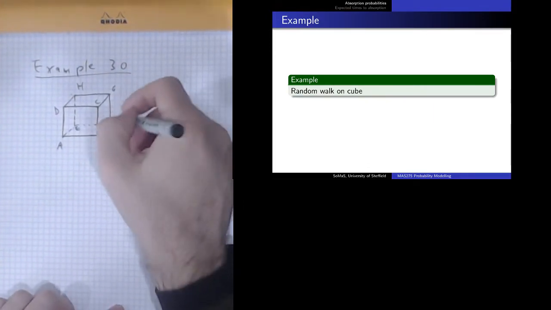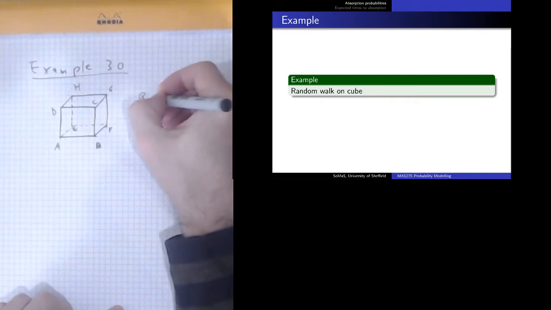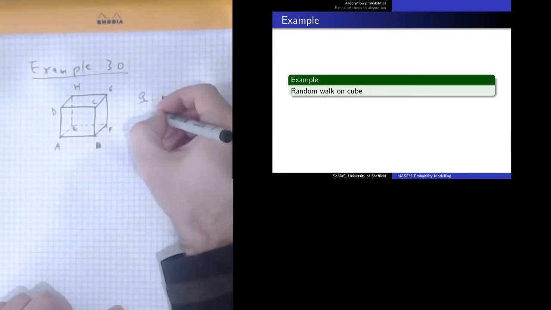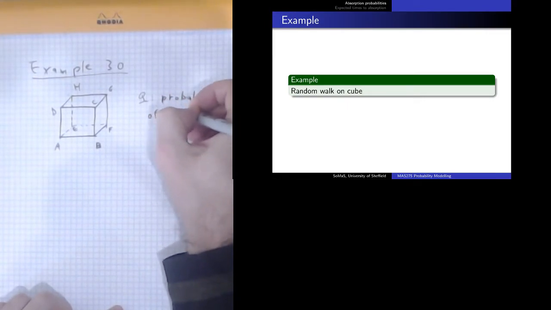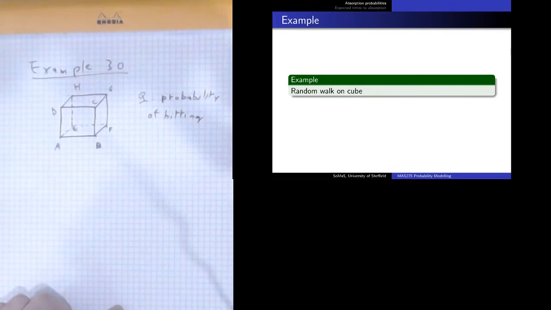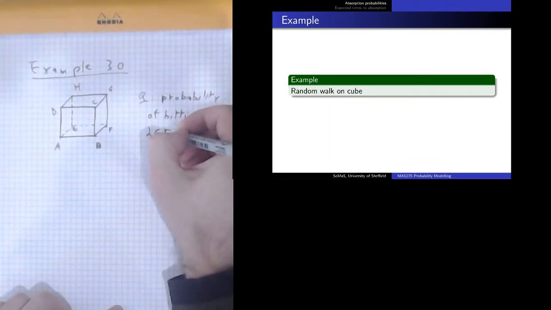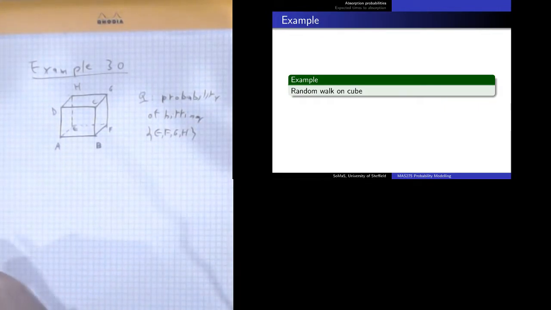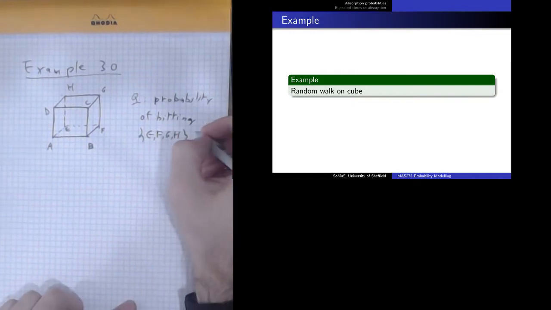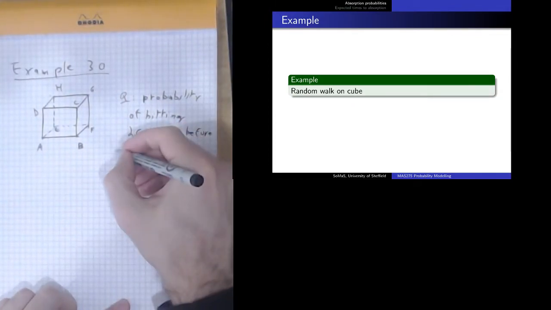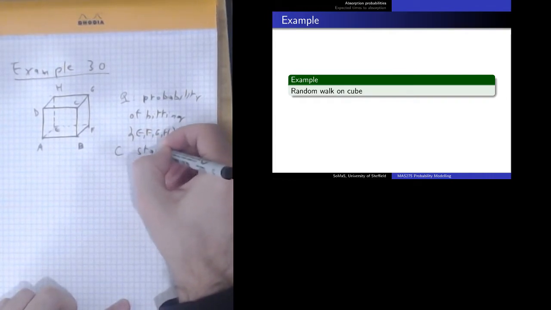And the question is, what is the probability of hitting the backside, E, F, G, H? So probability of hitting any of those before C, starting from A.